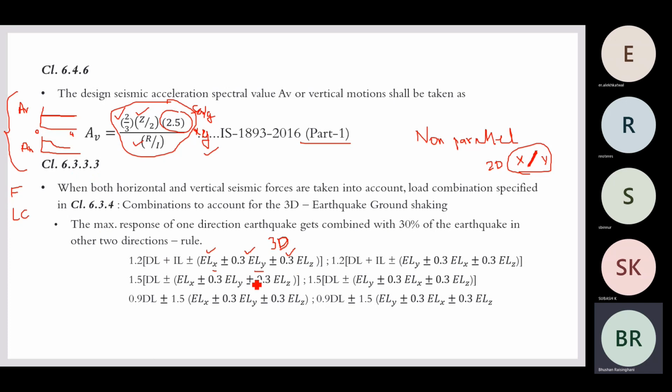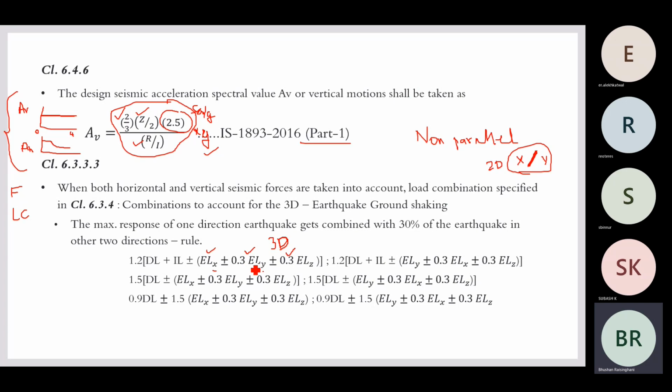And similarly in American code also, there may be a different condition. In steel code, there is a different load combination. In concrete design, there is a different load combination. So a combination may be any. Only thing is the logic: if the system is non-parallel, non-orthogonal, we consider 2D, X and Y. And if your building condition is such that you have to consider the vertical earthquake, then we consider three directional earthquake condition, that is X plus Y plus Z.